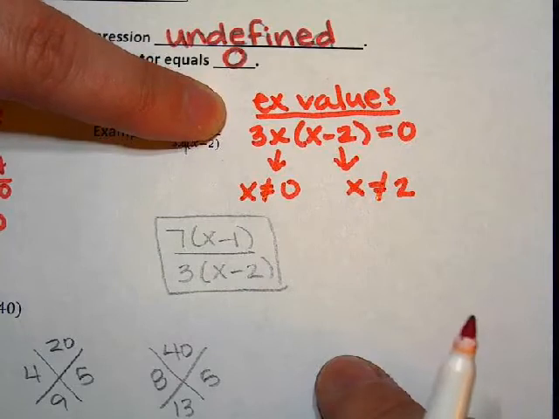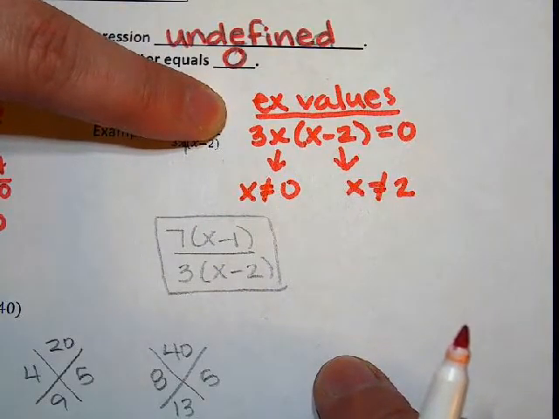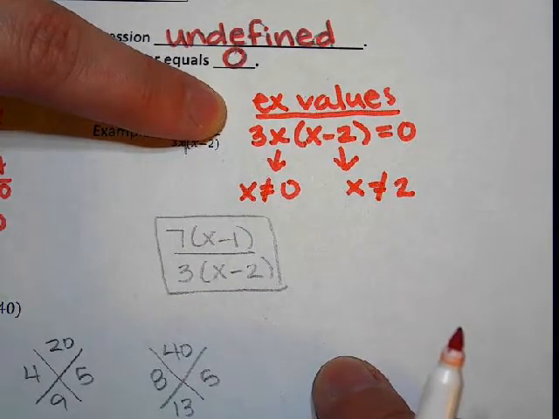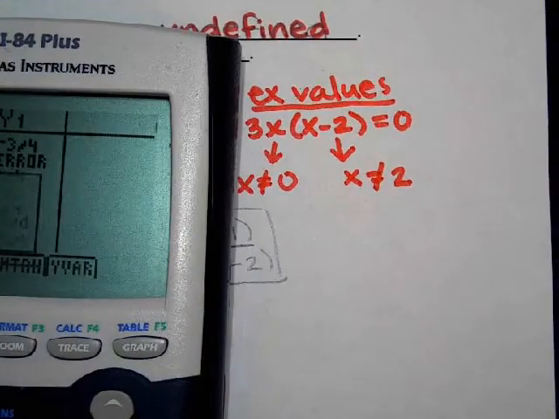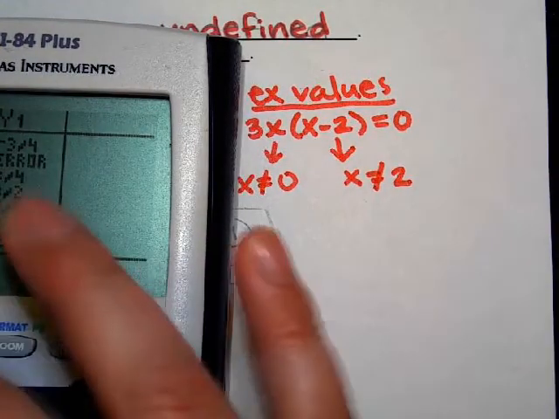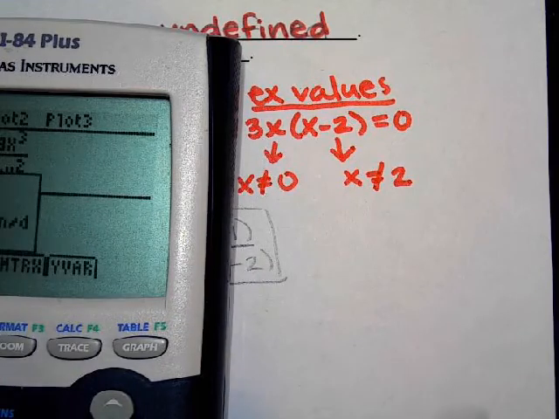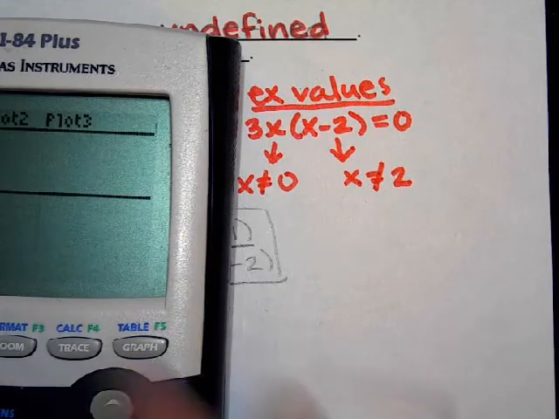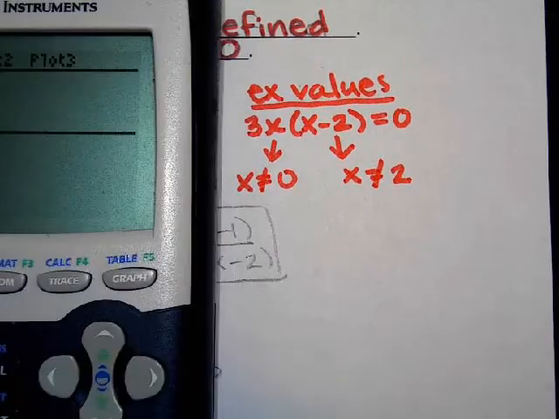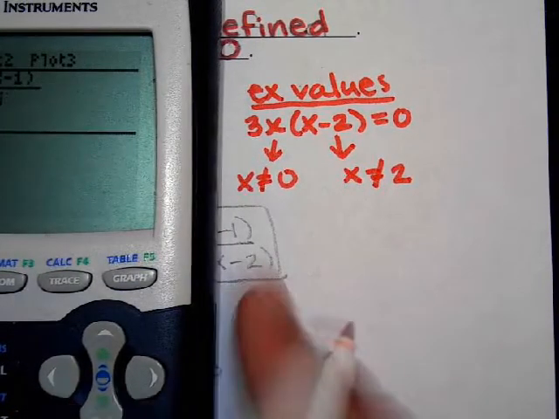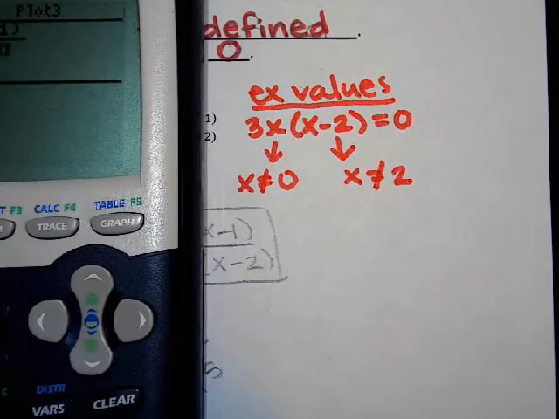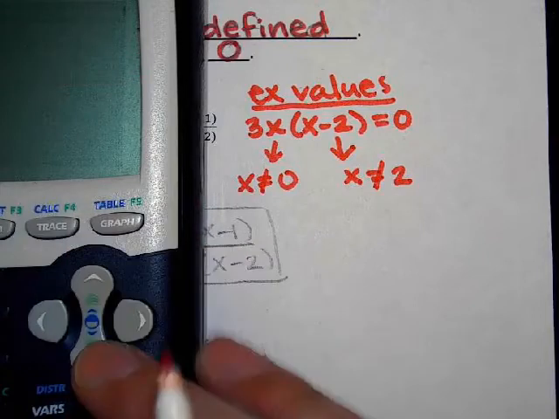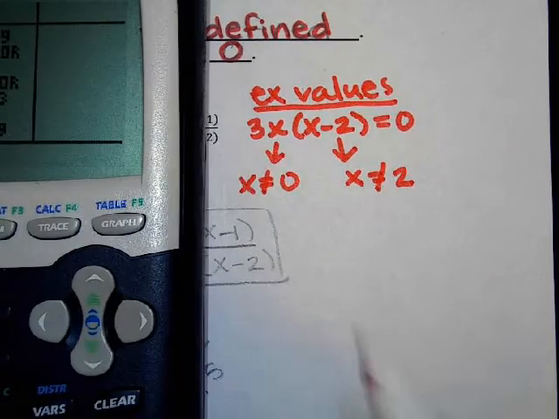And if we ever want to double check it, we can just graph that function on the calculator, 7x times (x minus 1) over 3x times (x minus 2). And if we look at the table, we can see that an input of 0 has an error, and an input of 2 has an error. Those are the 2 excluded values.